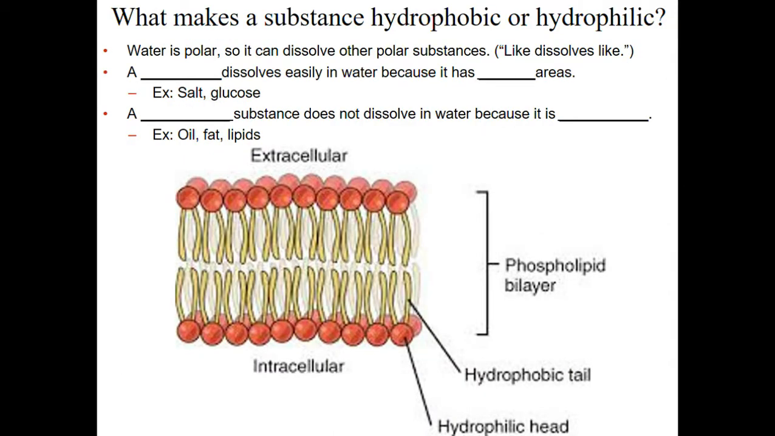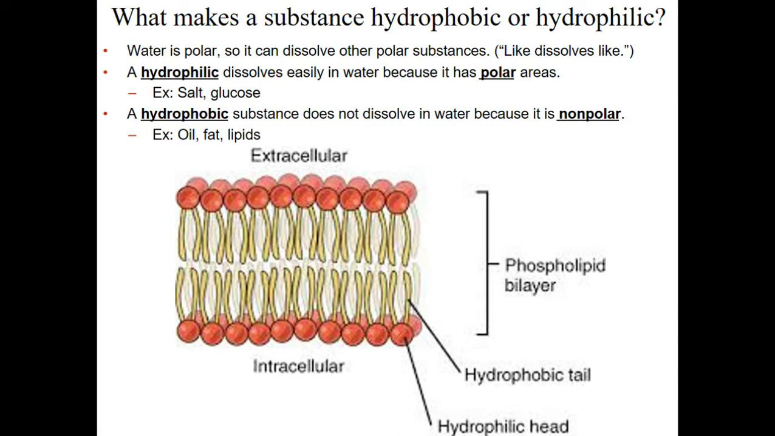So let's talk about what makes a substance hydrophobic and hydrophilic. Water is polar, so it can dissolve other polar substances. Like dissolves like. A hydrophilic substance dissolves easily in water because it has polar areas. So for example, salt and glucose. But if you try to mix it with, for example, oil or fat, it wouldn't mix. A hydrophobic substance does not dissolve in water because it's nonpolar. So for example, if you look at a gas station and you see how it looks kind of rainbowy, that's because it's actually floating on top of the water.